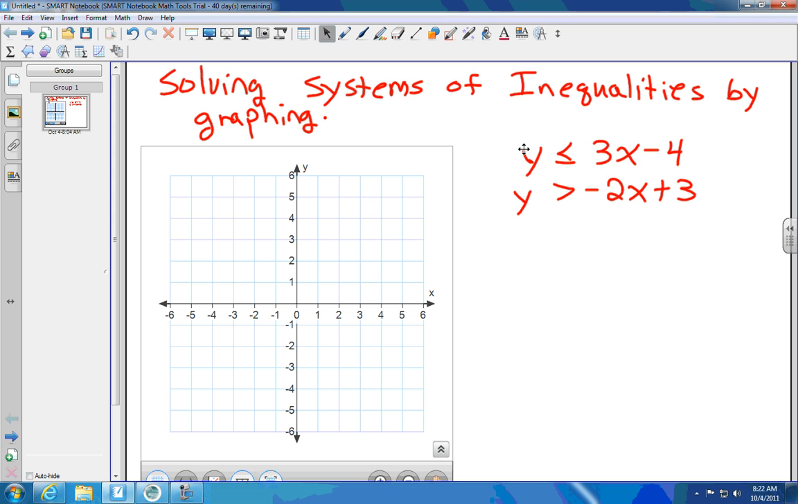So what's a point from y1? You use your x and then give me the value out of y1. What's an easy one to graph? 0, -4 would work. 0, -4 down here. What's another easy point from that line from y1? 1, -1.